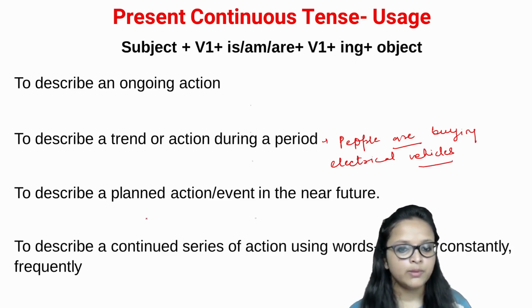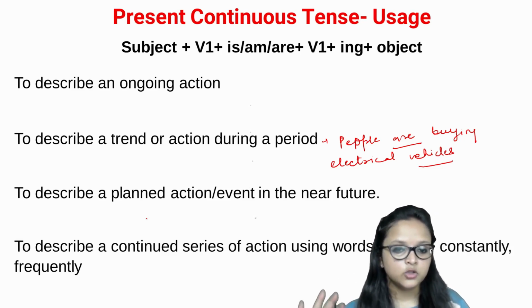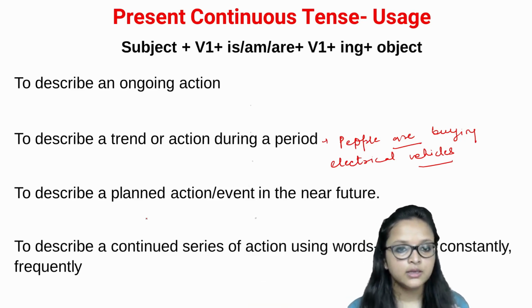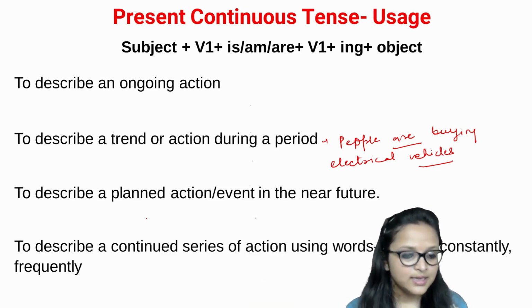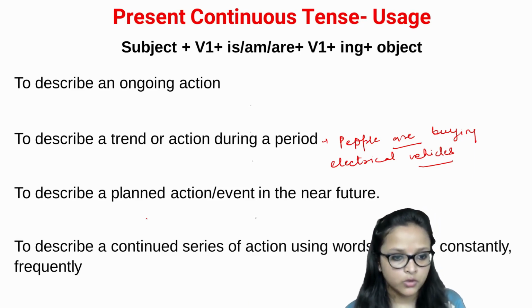Then to describe a planned event in future, I am leaving for Delhi tomorrow. This is going to happen tomorrow. But why am I using present continuous tense? Because it can be used to describe planned events. I will be leaving tomorrow. I will be coming tomorrow.